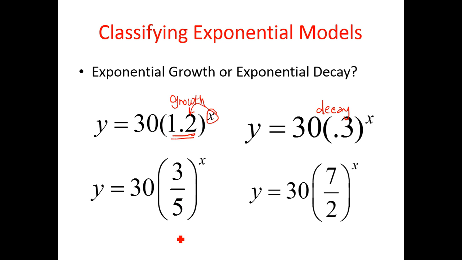3/5. That would be less than 1, but greater than 0, so that's decay. 7/2. This is tricky. You think that 7/2, because it's a fraction, is less than 1, but not all fractions are less than 1. This is 7/2, which is 3.5, and that's greater than 1, so this is a growth graph.